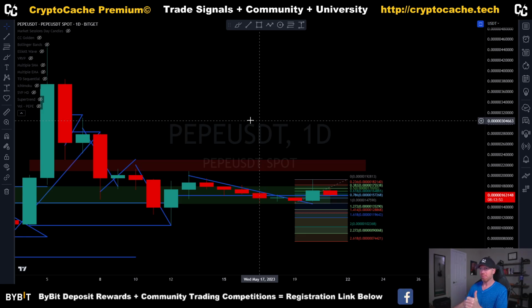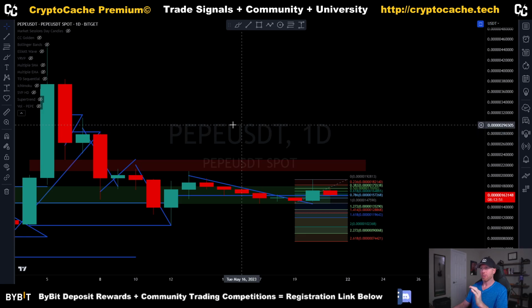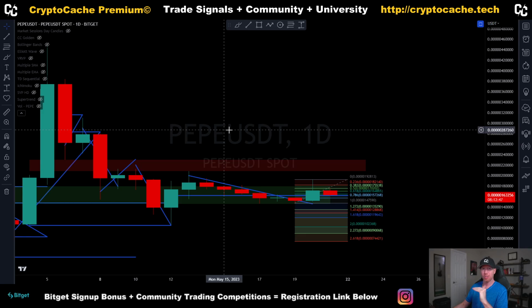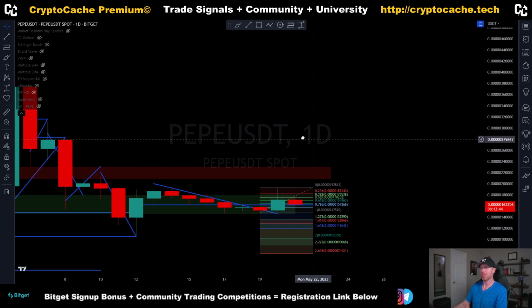But again, wait for confirmation above or below the cloud at this point, because we are in a situation where we're likely range bound between 163 and 173. There's a strong probability we'll be stuck in that range.